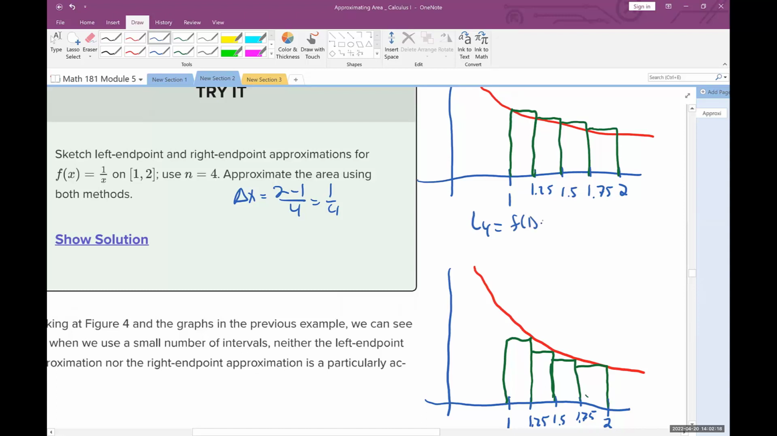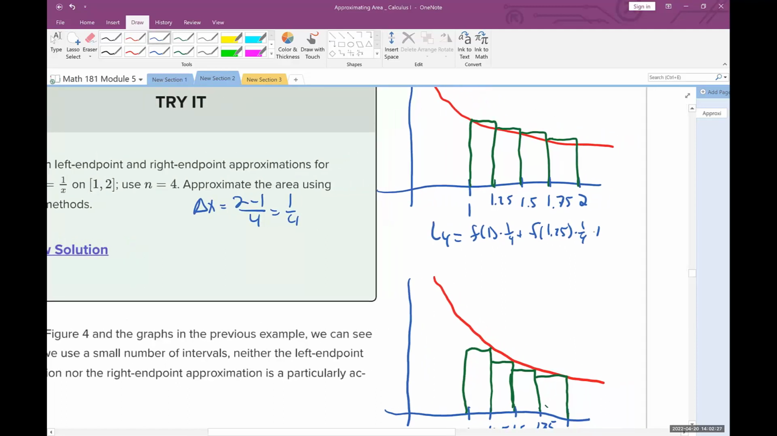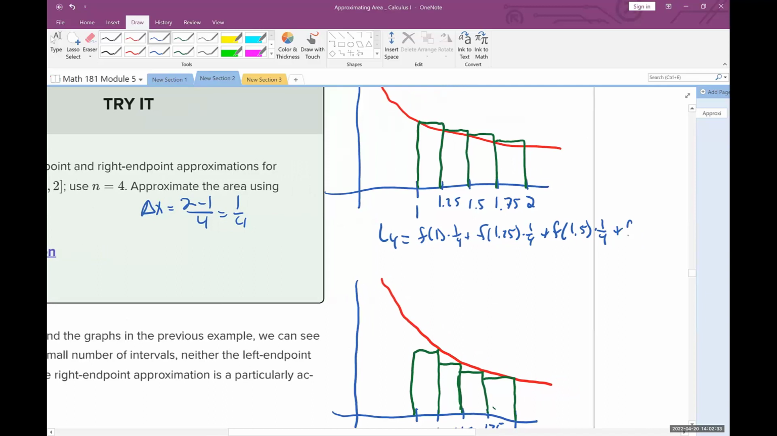So we have L4 in this case is going to be f of 1 times 1 over 4 plus f of 1.25 times 1 over 4 plus f of 1.5 times 1 over 4 plus f of 1.75 times 1 over 4. So that comes out to be, I'll give it to you, 0.7595 for the left-hand approximation.